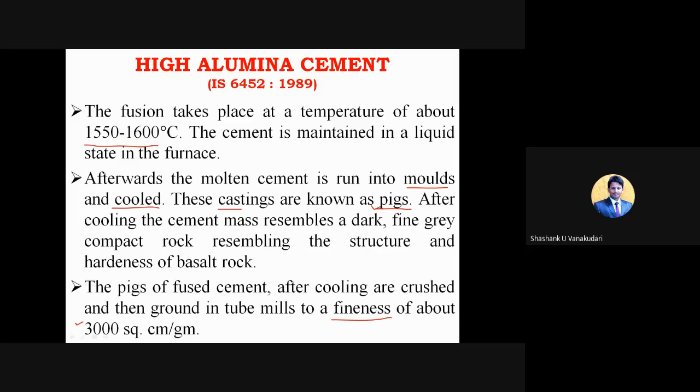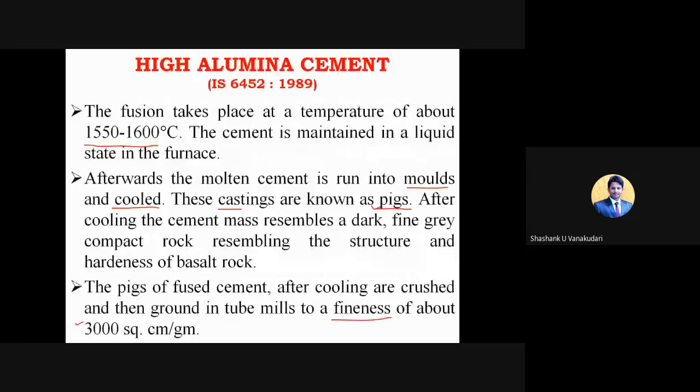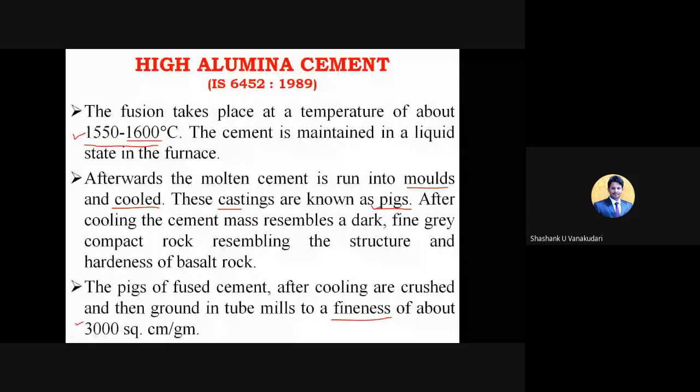So here what they are going to do, they are going to place that one in the furnace. They will provide around 1500 to 1550 degrees Celsius to 1600 degrees Celsius, and then it turns to a liquid state, and then that liquid they are going to fill in the mold, and then they will cool those castings or molds, which they call pigs.